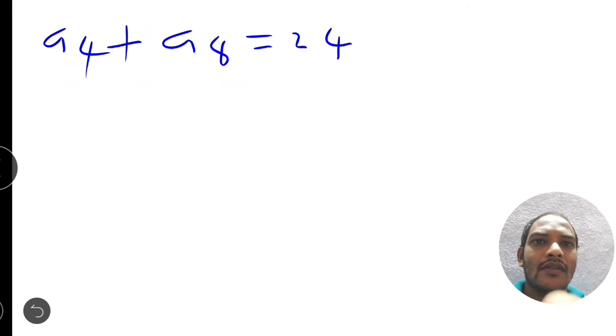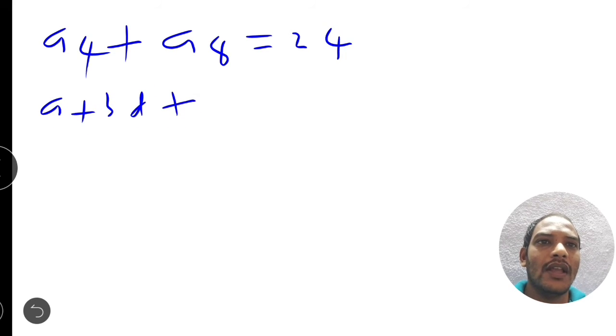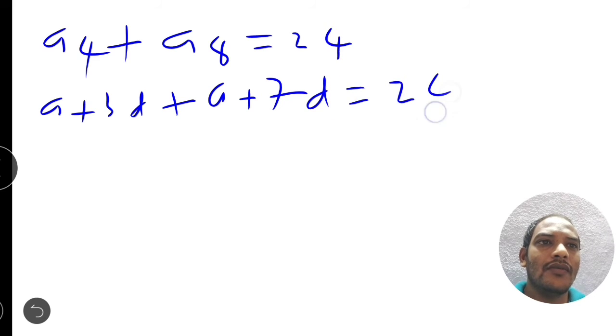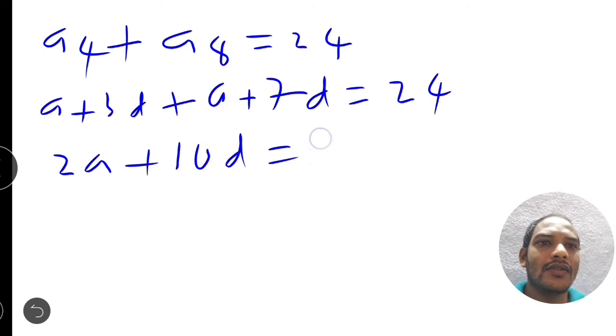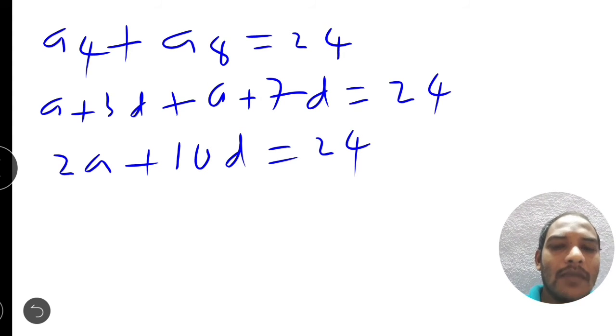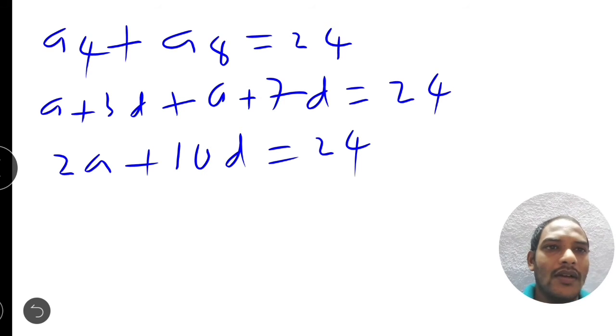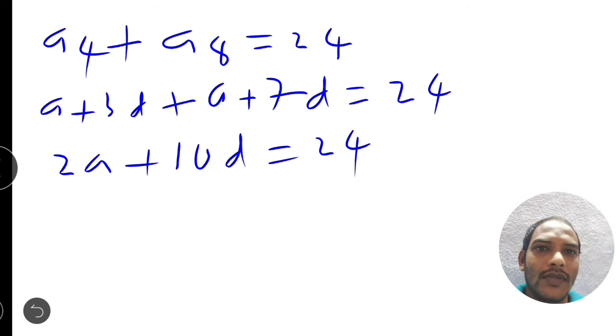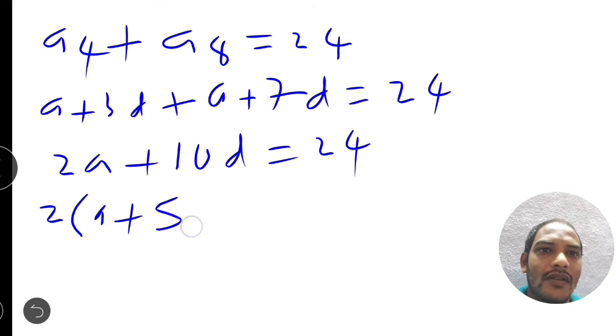So as per the general form of an AP, a4 is a plus 3d, a8 means a plus 7d, equals 24. Let's simplify. a plus a is 2a, 3d plus 7d is 10d, equals 24. On the left side we can take 2 common, so that we can cancel it with the RHS. That is why we take the 2 common: a plus 5d is equal to 24.